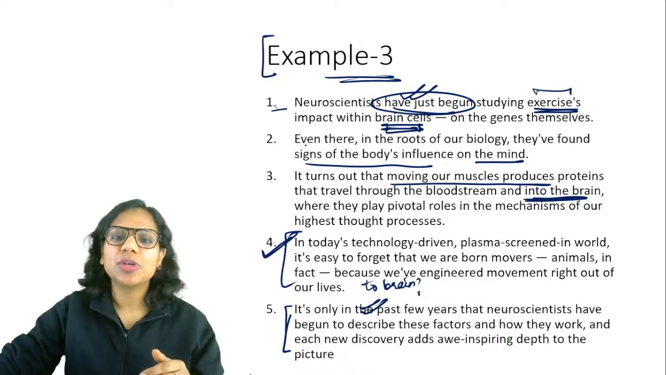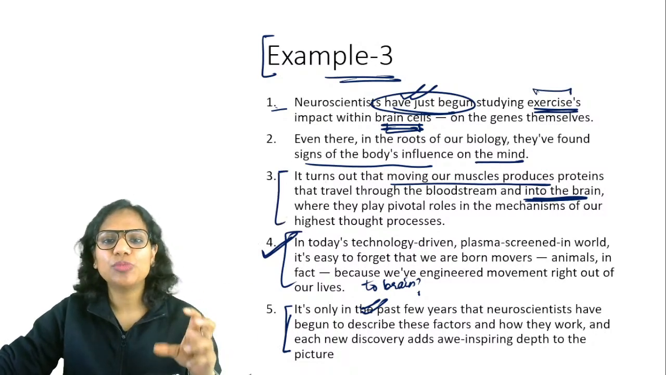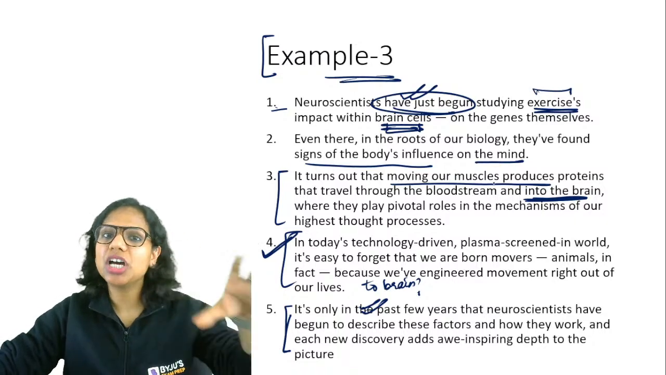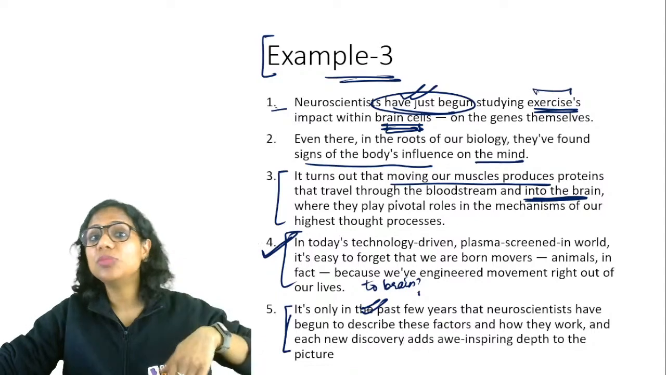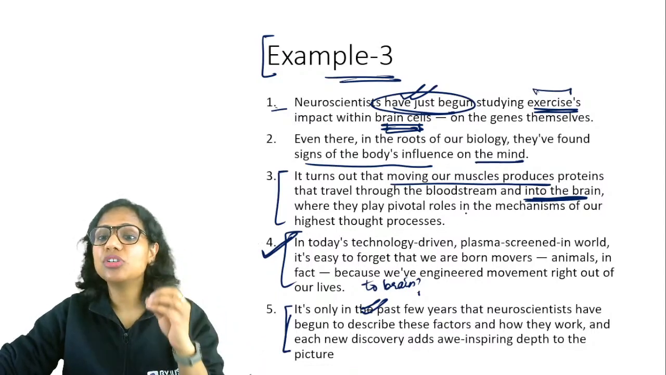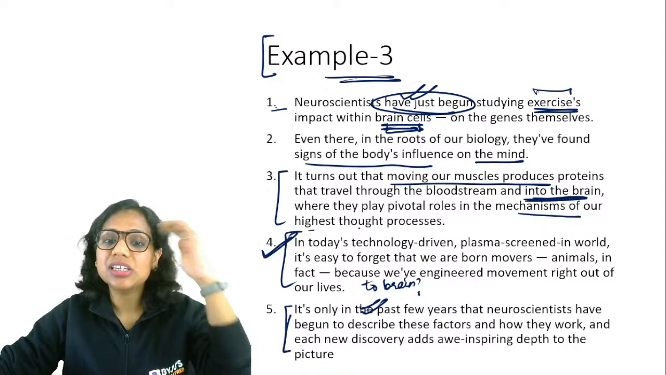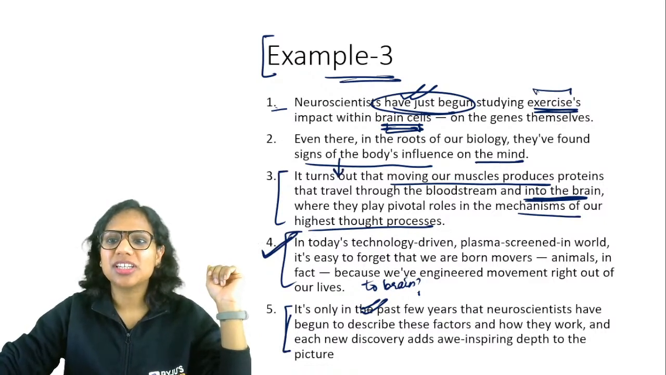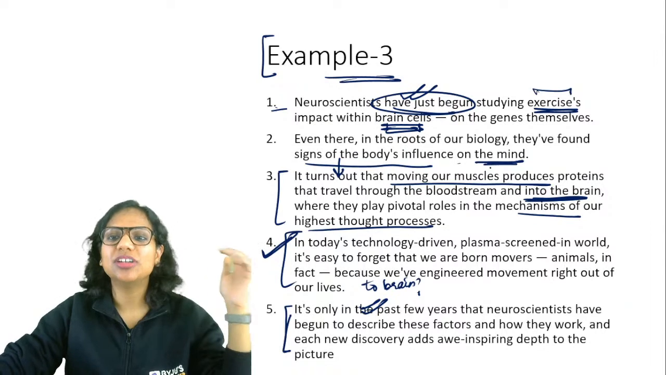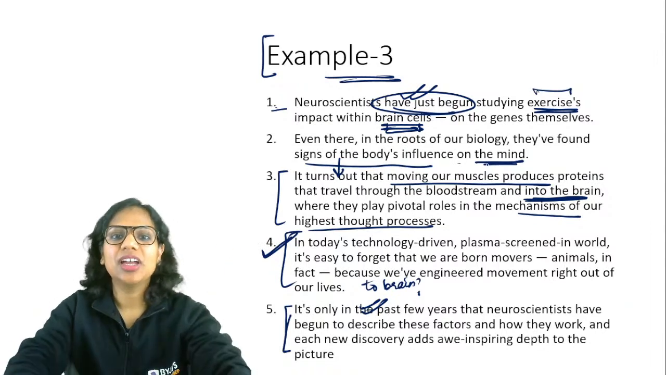3 belongs to this because again it's talking about the mind-body relationship. It turns out that moving our muscles produces proteins that travel through the bloodstream and into the brain, where they play pivotal roles in the mechanisms of our highest thought processes. Okay, so we have found the signs of the body's influence on the mind, right?